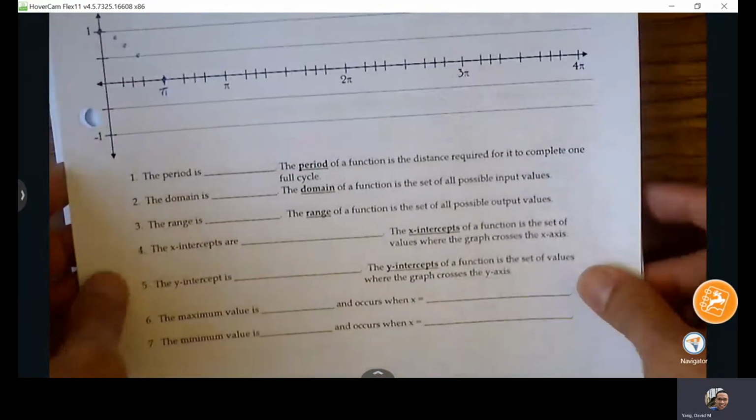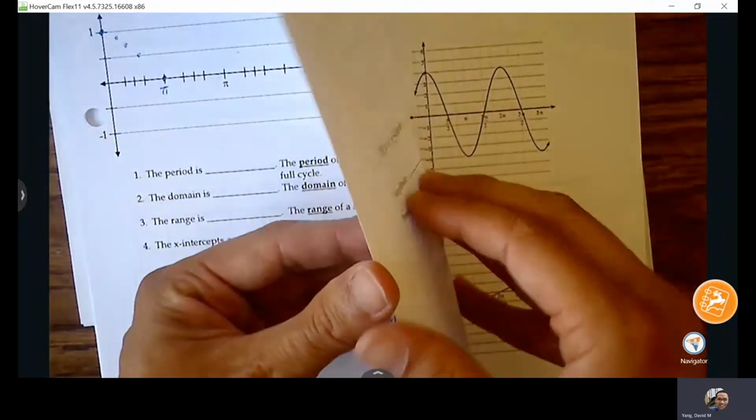Okay, so let's see if we can go a little bit into the next page.